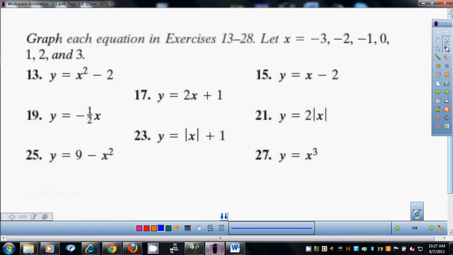Who can tell me what negative 2 cubed is? Negative 8. That's right. Remember, when you cube a negative, it'll stay negative, and then you just cube the number.